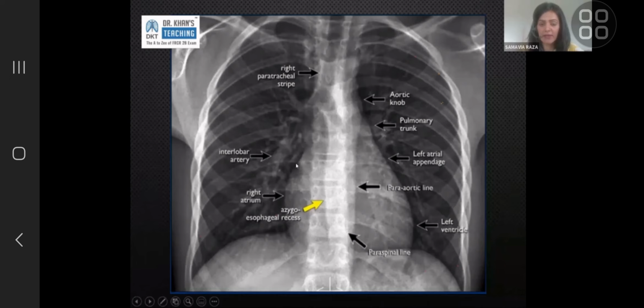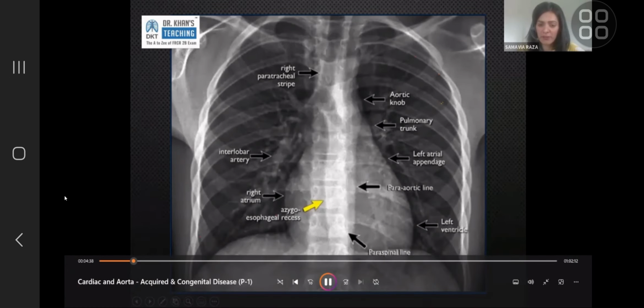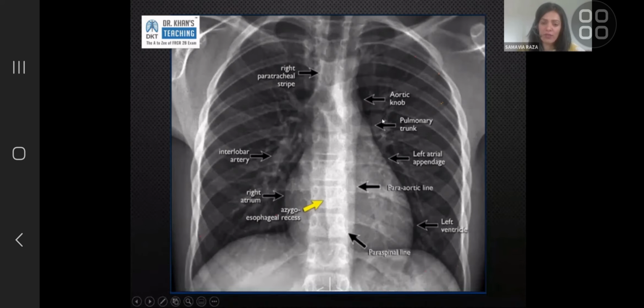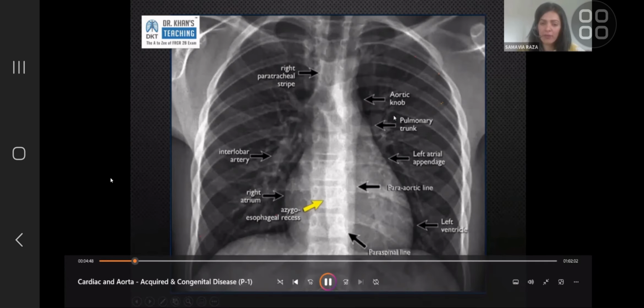So that would be the right atrium. This would be the left ventricle, left atrium, and the aortic knob. This part can be quite prominent, especially in young people, so don't worry too much about it if you do see it prominent, because the likelihood of a vascular abnormality just being visible on that side would be low. So almost always it's a normal variant, and you can see it more prominently in young and thin patients.